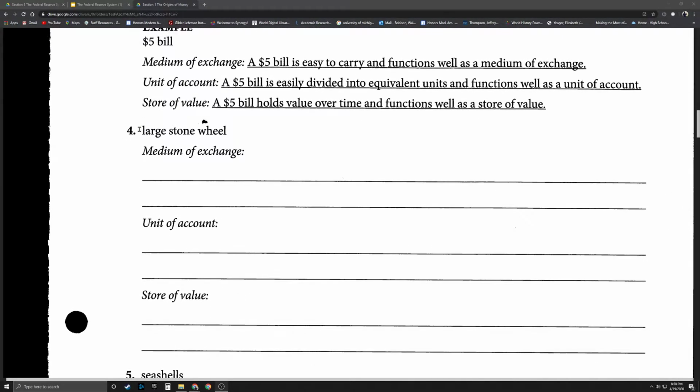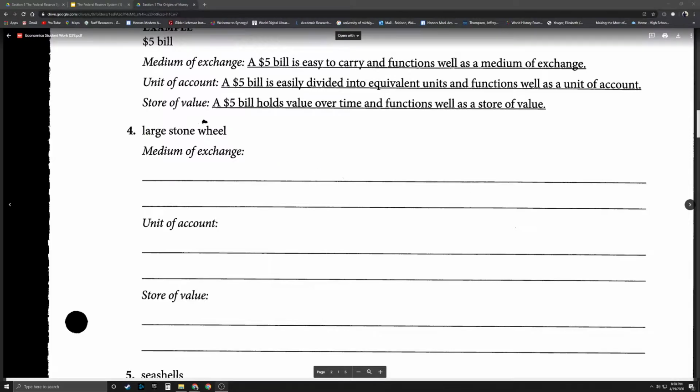All right, so your first one is a large stone wheel, okay? So let's just think about this for a minute. As a medium of exchange, would a large stone wheel be very good? Do you think it'd be easy to carry around from one village to the next? It's up to you. I mean, maybe you're just going to be the person that wants to be contrarian, but if I had a $5 bill to carry versus a large stone wheel, I think it's pretty obvious what I'm going to pick.